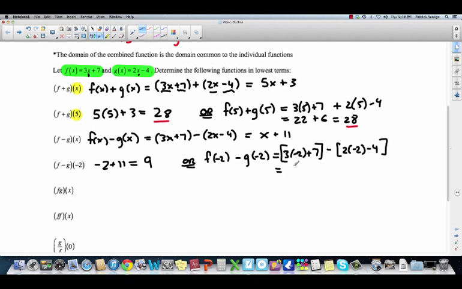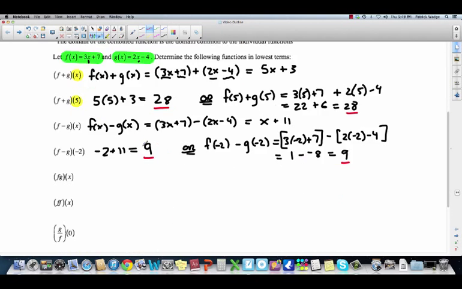Let's figure out what we get. 3 times negative 2 is negative 6, plus 7 is 1. Take away. 2 times negative 2 is negative 4, take away another 4 is negative 8. So we get 1 take away negative 8, which is 9. It worked again. It will work every single time. This is what the rules up here are basically telling you, is that it will work every single time.